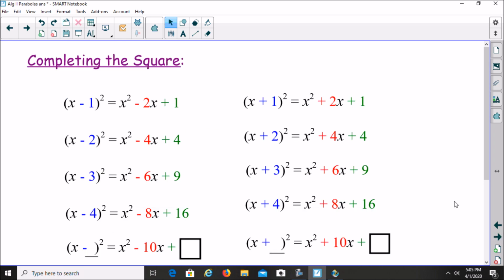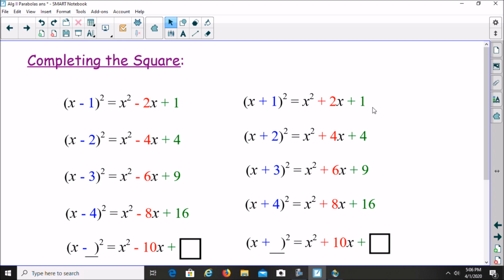Now we come to the part about completing the square. Here I've taken 8 binomials and FOILed them out and wrote the results. You'll notice each time that the red number, the coefficient in front of x to the first, is twice the value of the blue number, or the second term inside the binomial. You'll also notice that the green number is the blue number squared. Negative 1 squared is positive 1, negative 2 squared is positive 4, and so on.